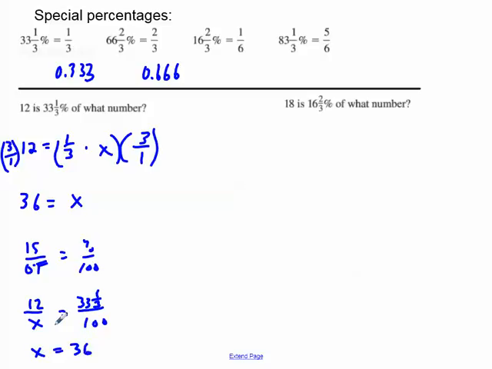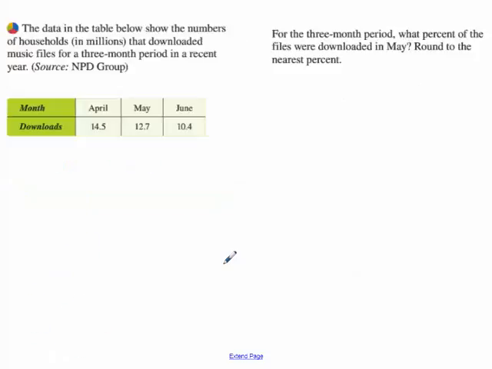If we cross multiply, 1200 equals 33 and a third x. Divide by 33 and a third, or 33.333, and you get x equals 36. So there's an example of using some of the special percentages that might jump out and make it easier to use. Let's go to an example here again.